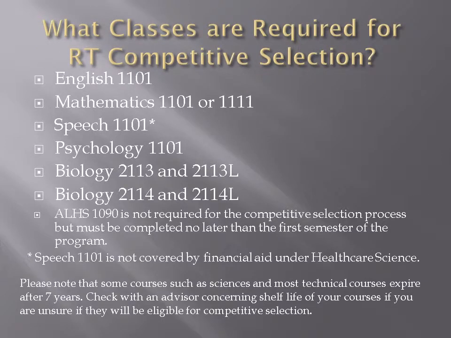What classes are required for RT competitive selection? English 1101, Mathematics 1101 or 1111, Speech 1101, Psychology 1101, Biology 2113 and 2113L, Biology 2114 and 2114L. ALHS 1090 is not required for the competitive selection process, but must be completed no later than the first semester of the program. Speech 1101 is not covered by financial aid under Healthcare Science.